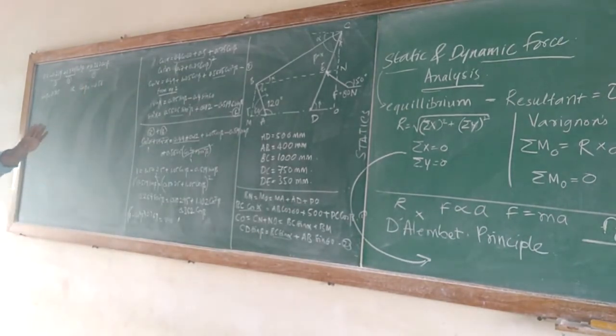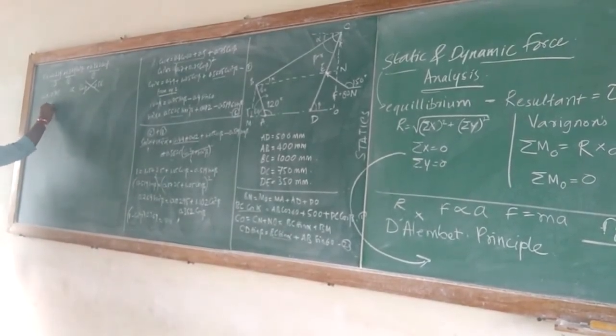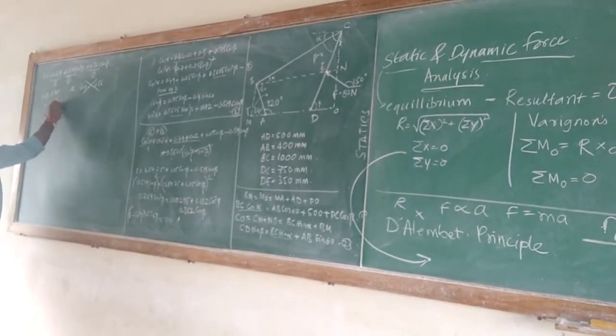So for our case, we don't want negative. We want positive angles. This you have to take. Cos beta is this, the cos inverse of 0.305.